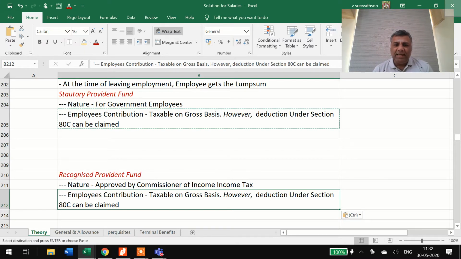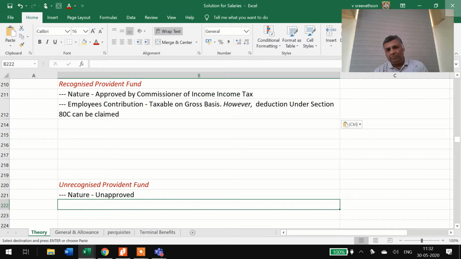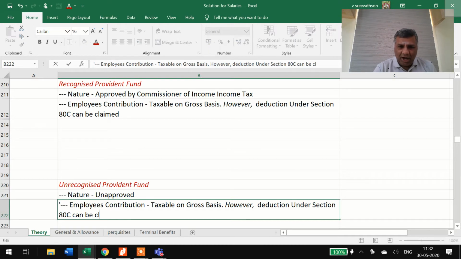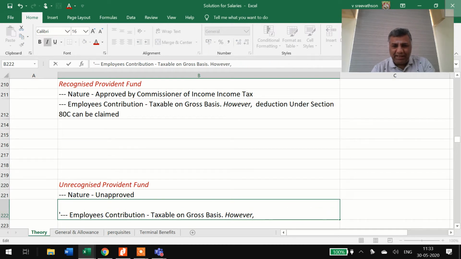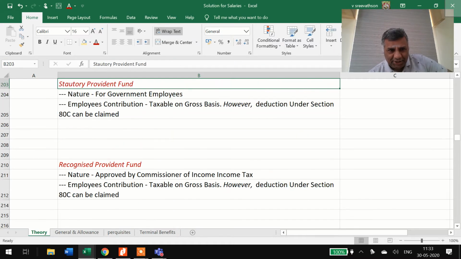Please write the same. Taxable as gross salary. Deduction under section 80C can be claimed. In the URPF column, taxable under gross salary. However, no deduction can be claimed. You cannot claim any deduction.